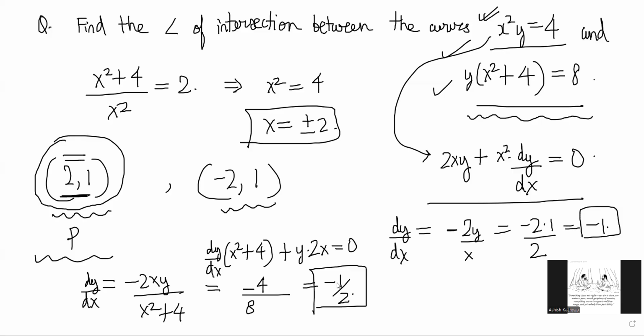And now you can find the angle between them by doing m1 minus m2 by m1 plus m2. Our m1 and m2 are minus 1 and minus half.